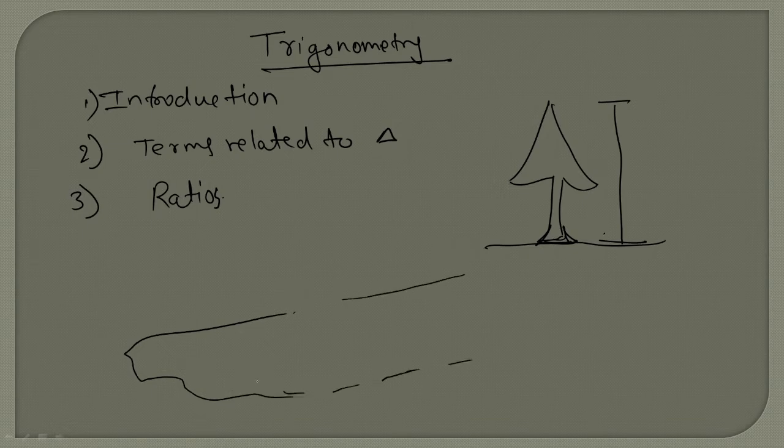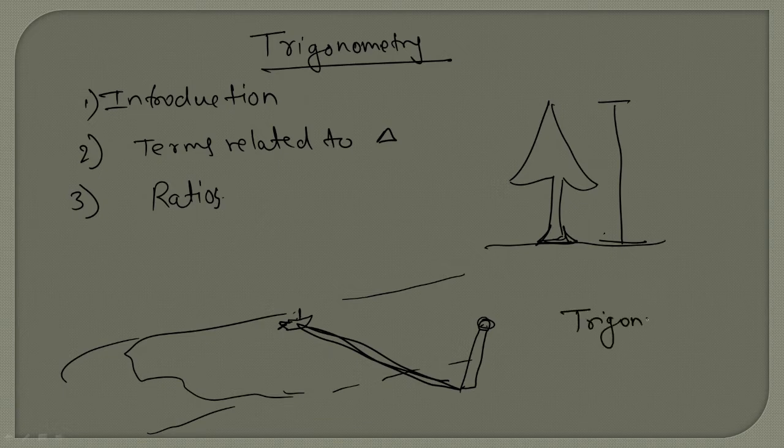Suppose this is the ocean, and here it is a boat, and suppose this is a lighthouse. Pardon me for my drawing. If I tell you, find out the distance of this boat from this lighthouse, it is very difficult to measure that distance. So here we use trigonometry.